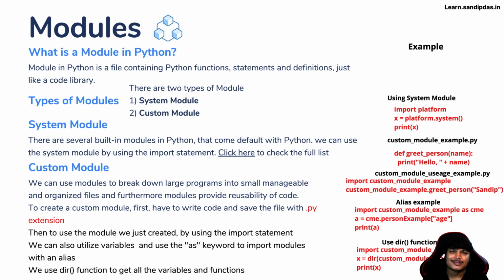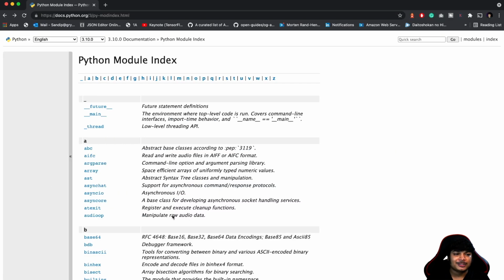So what exactly is a system module? There are several built-in modules that come by default with the Python installation, and we can utilize these modules using the import statement. Click on the link that I have given there. It will redirect you to the main Python module list. Let me show you. On this page you will see the entire list of modules.